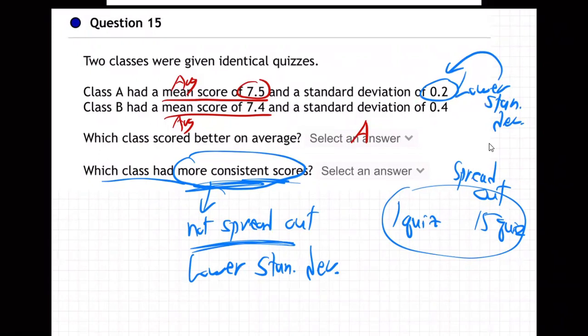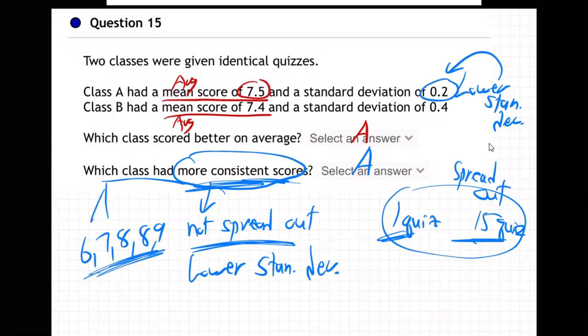They're not spread out so much. So class A also has the lower standard deviation. The scores are more consistent, they'd be something like 6, 7, 8, another 8, maybe a 9, but not like 1 and 15. They'd be more consistent for class A, whereas for class B, they'd be more spread out. They have a higher standard deviation.